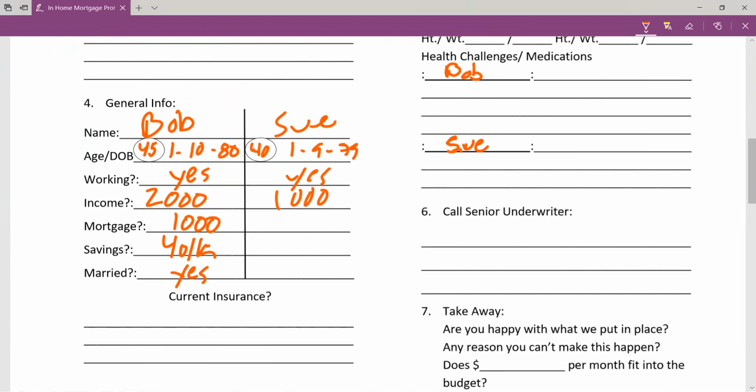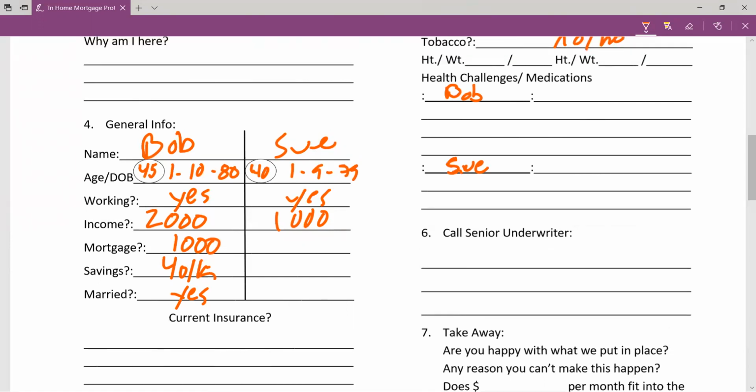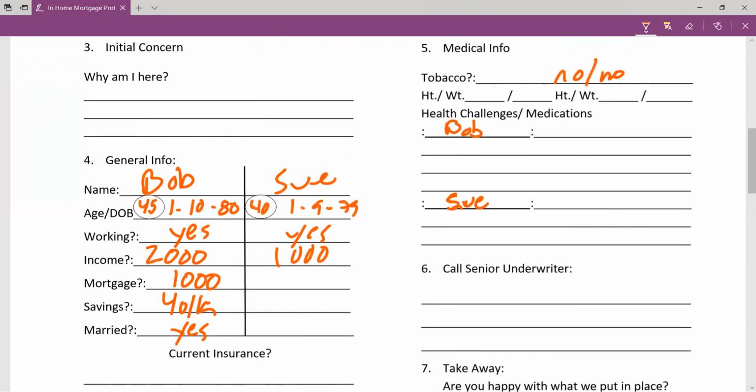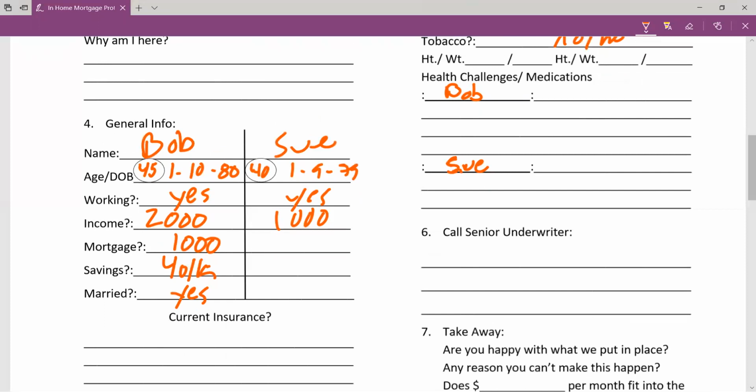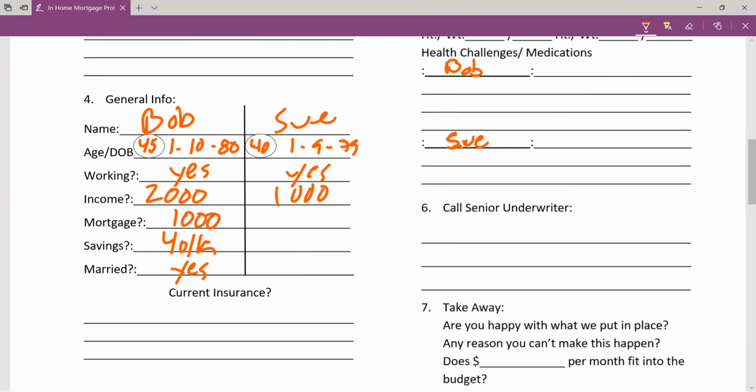Bob's 45, non-tobacco, brings in about $2,000 a month. Monthly mortgage payment is $1,000. And then Sue's 40, non-tobacco as well, brings in $1,000 a month. Health is fairly good, no major health challenges or meds being taken for them. To make sure I'm on the right track coverage-wise, what options would you suggest looking at?